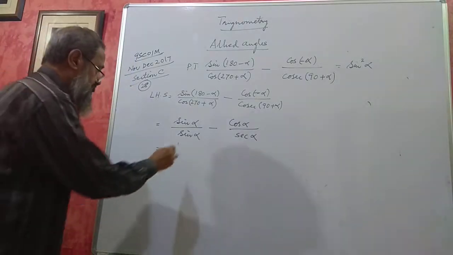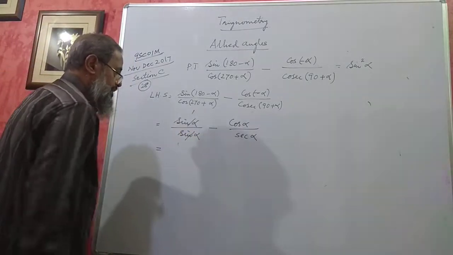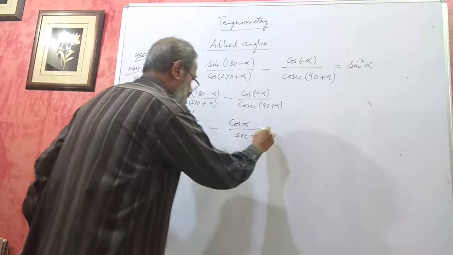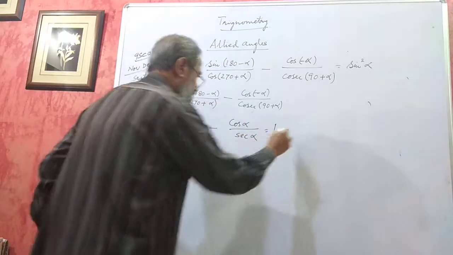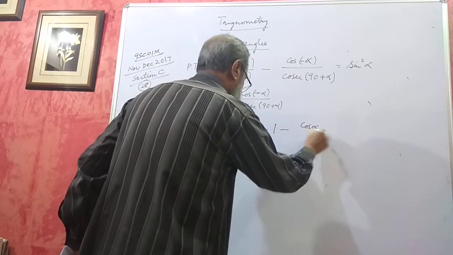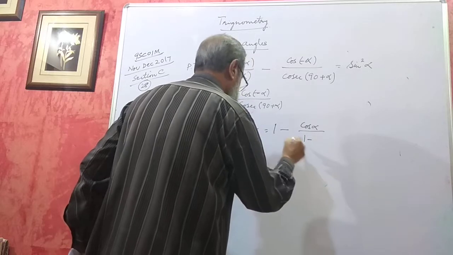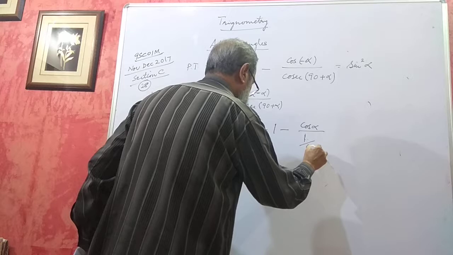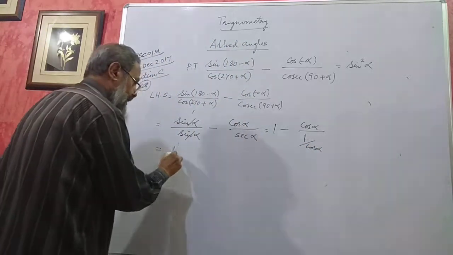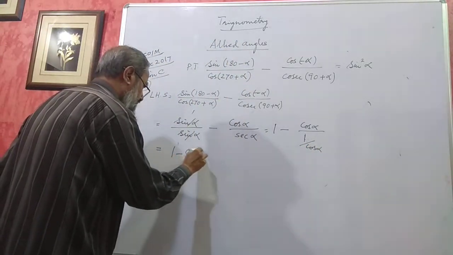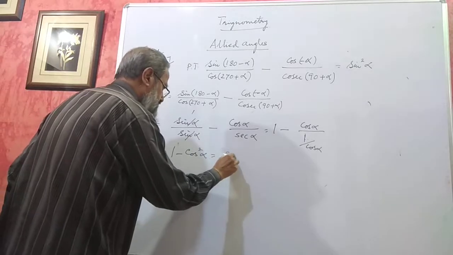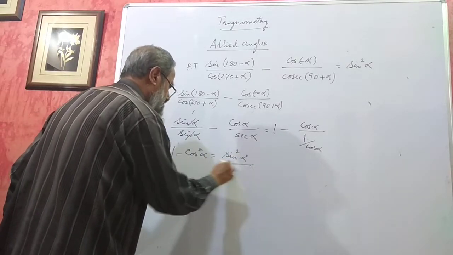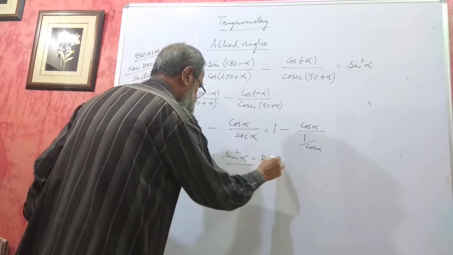Secant alpha. This becomes 1 minus cos alpha divided by 1 by secant alpha, which can be written as 1 by cos alpha. It becomes 1 minus cos square alpha, that is equal to sin square alpha. That is the right hand side. Done.